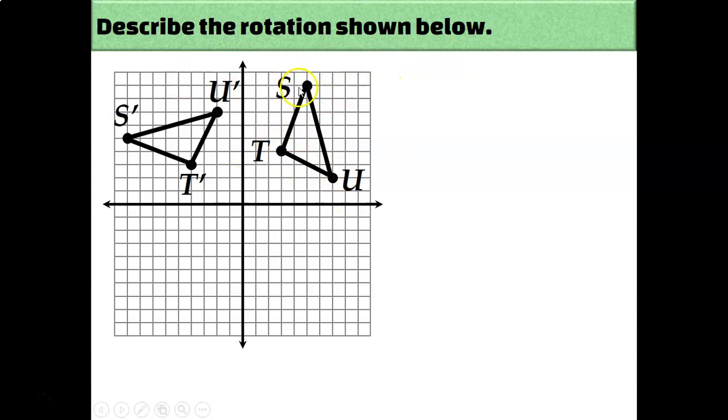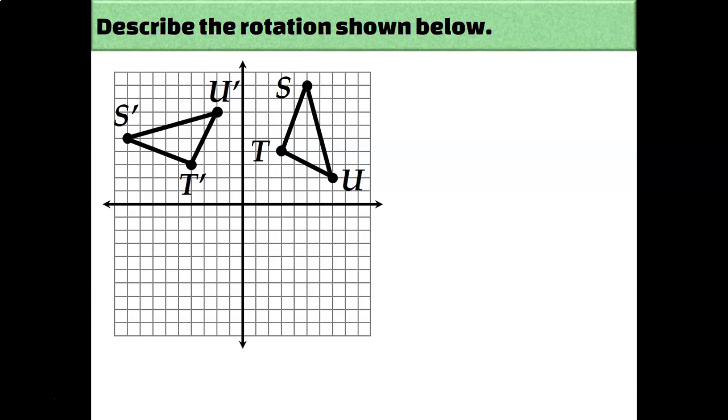STU, that's my pre-image because it doesn't have apostrophes, and I end at triangle S prime, T prime, U prime, well, I moved 1 quadrant away. 1 quadrant is worth 90 degrees, and I went counterclockwise. So this would be a rotation of 90 degrees counterclockwise.